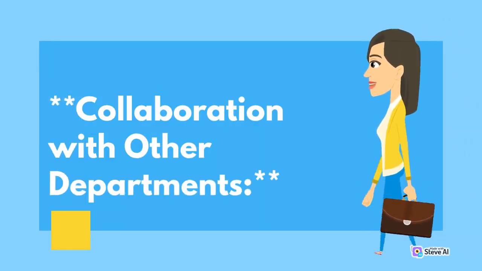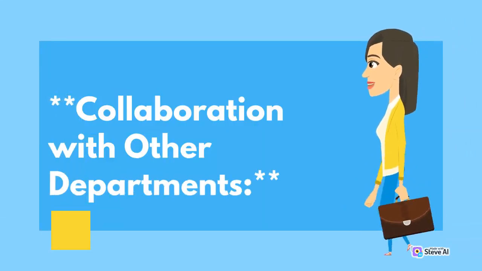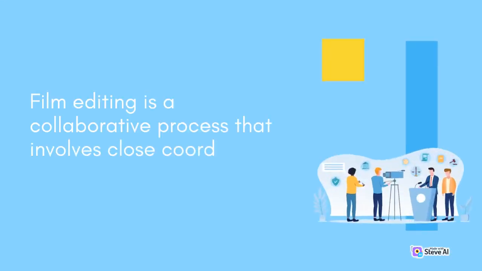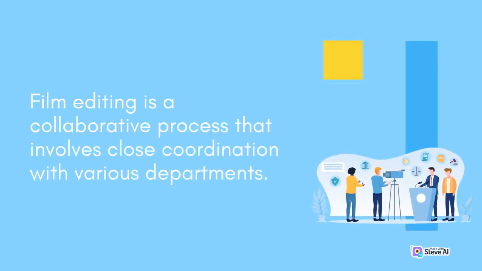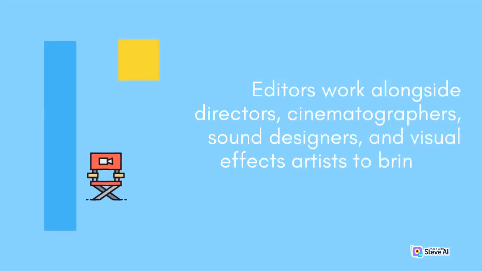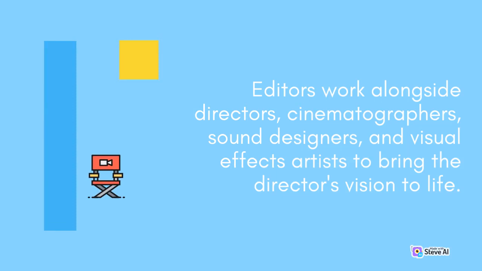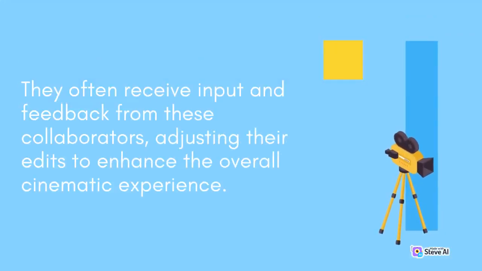Collaboration with other departments. Film editing is a collaborative process that involves close coordination with various departments. Editors work alongside directors, cinematographers, sound designers, and visual effects artists to bring the director's vision to life. They often receive input and feedback from these collaborators, adjusting their edits to enhance the overall cinematic experience.